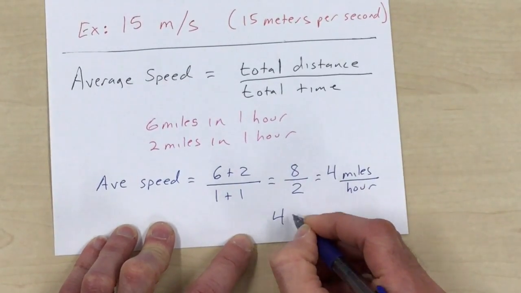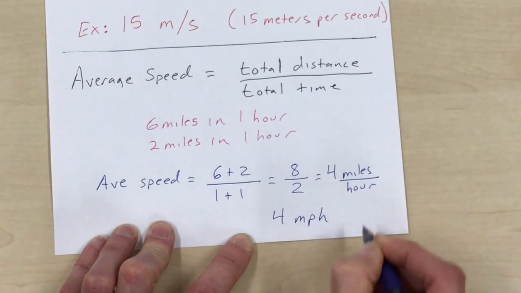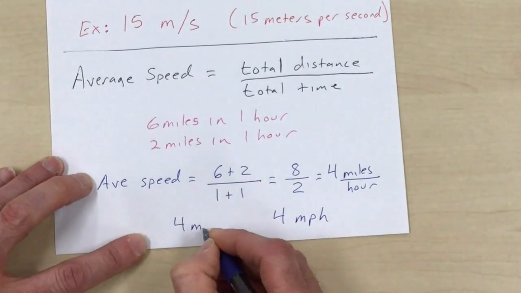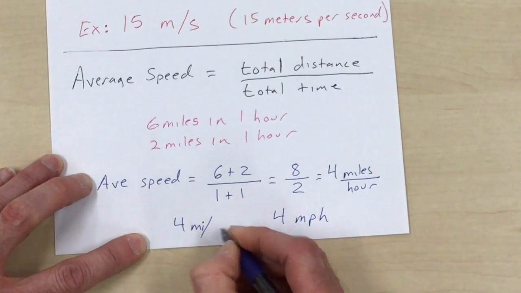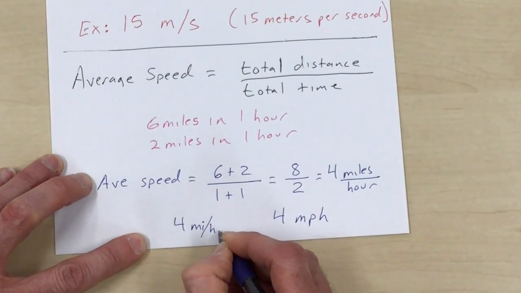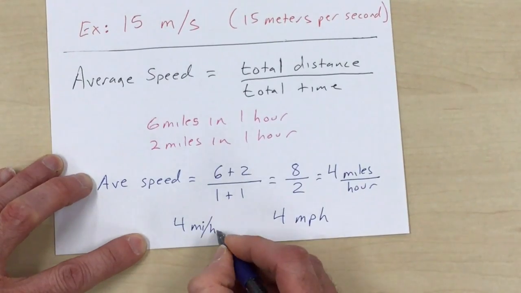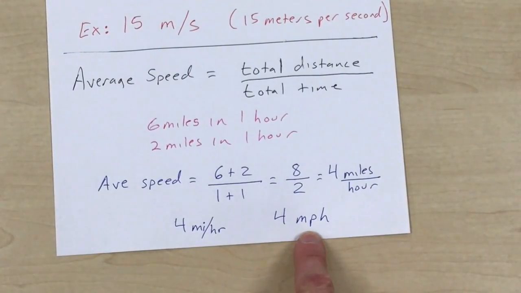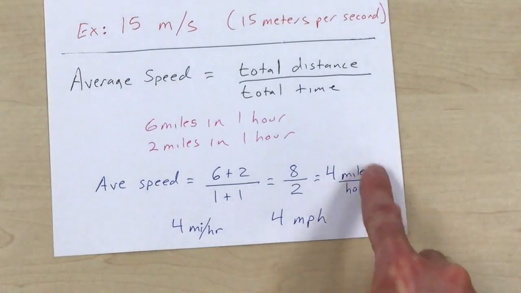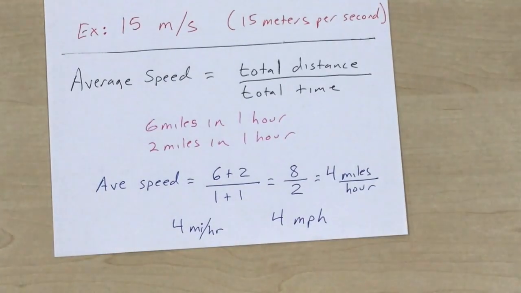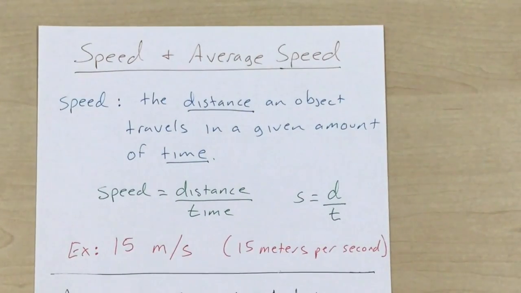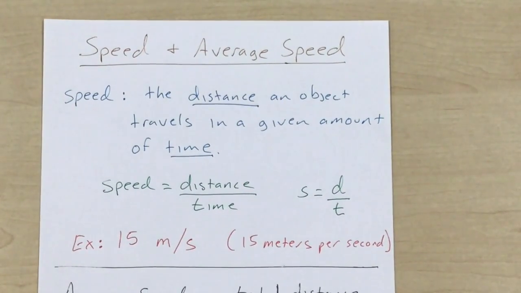Or 4 mph. We also write it as 4 mi/h or mi/hr. That's how we would write miles per hour. Usually we're used to mph like this. We can very commonly find it as this or those. So average speed and instantaneous speed.